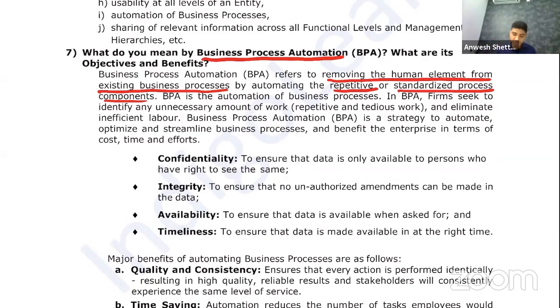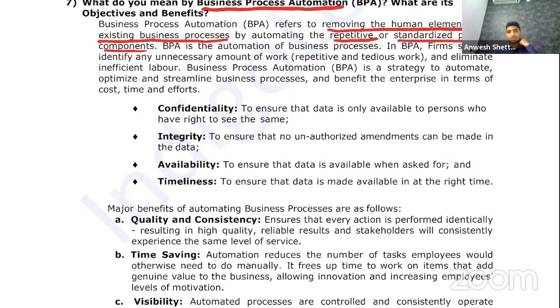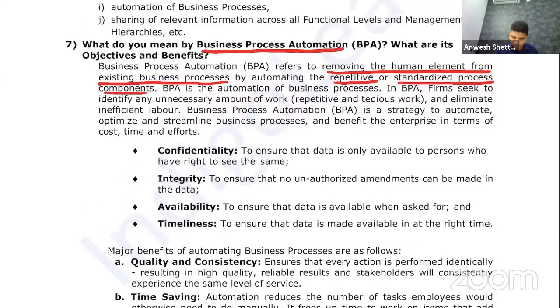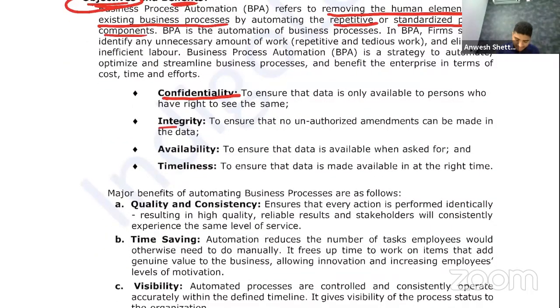Now, next question in examination, they ask this very, very important question. That is, what are the objectives? What are its objectives and benefits? First, let us talk about what are its objectives. Now, if I'm going to talk about what are the objectives of business process automation, there are four objectives that I can talk about. First one is confidentiality. Second one is integrity.